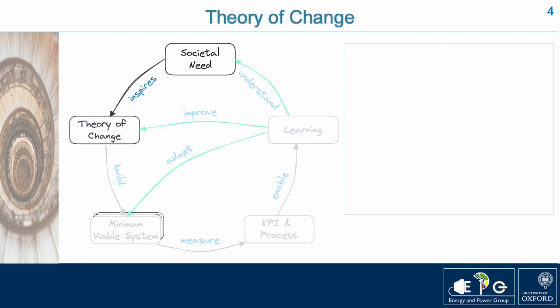Stage 2. Developing the theory of change. The theory of change is a model that describes the intended transition of a system to deliver the societal need, using a synthesis of elements, from specific interventions to stakeholder dynamics and systemic feedback loops.